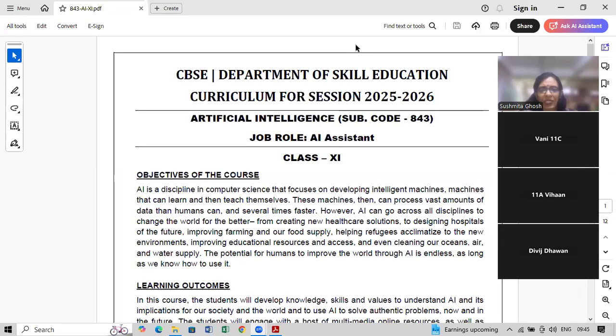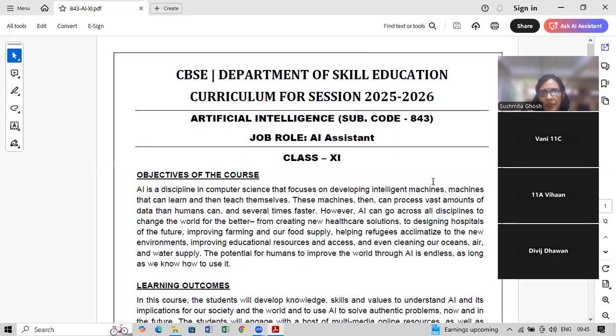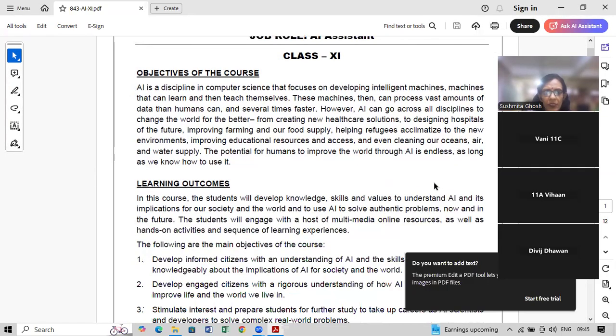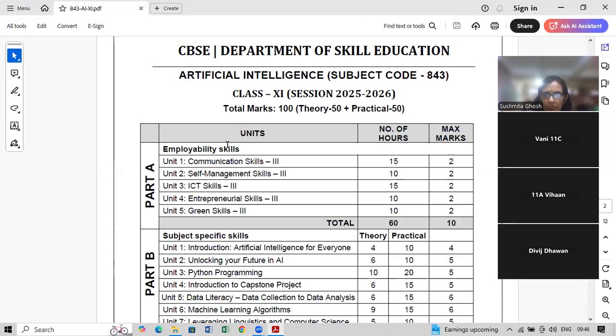Now, just quickly, we go through the syllabus first, to see how exactly it is divided. First of all, it's a 50-50 marks subject: 50 marks theory and 50 marks practical. You can see here, it's a 100-mark paper, wherein you have two aspects. Number one is the employability skills, which is common for all the skill subjects that CBSE has introduced. Many of you who have done class 9 and 10 will say, ma'am, we have done these things, but the topics are different for 11th and 12th. So we do have to study these also, even if you have done them in 9th and 10th.